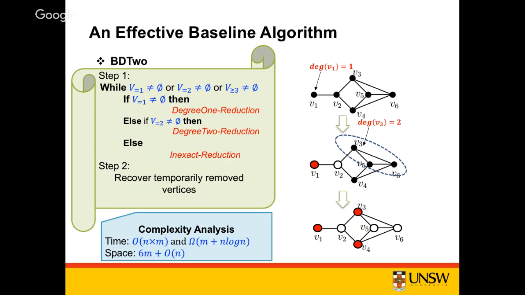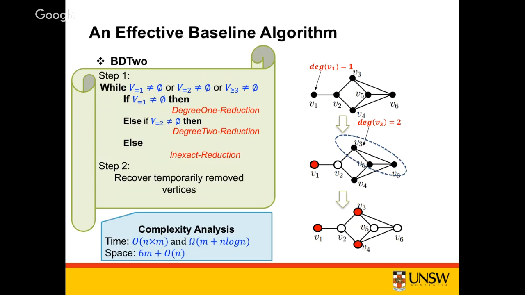We show that for this algorithm, the time complexity is O(n times m). This is a very loose analysis of the algorithm because we are not able to get a very tight analysis. But we also prove that it is lower bounded by m plus n log n, which means it is not linear in the number of edges.